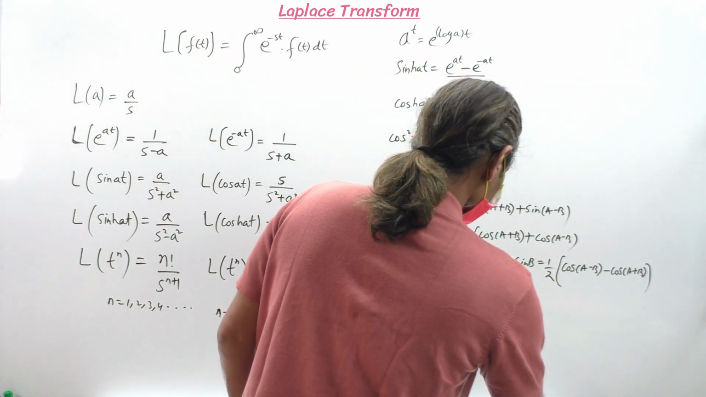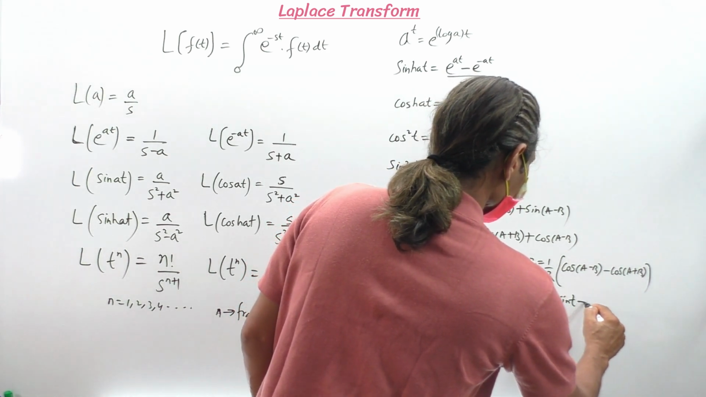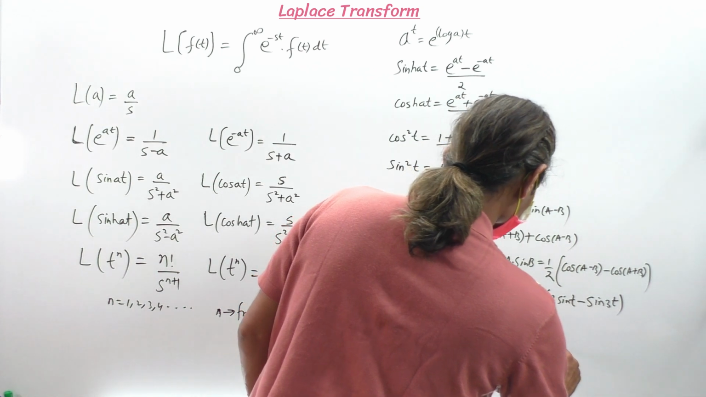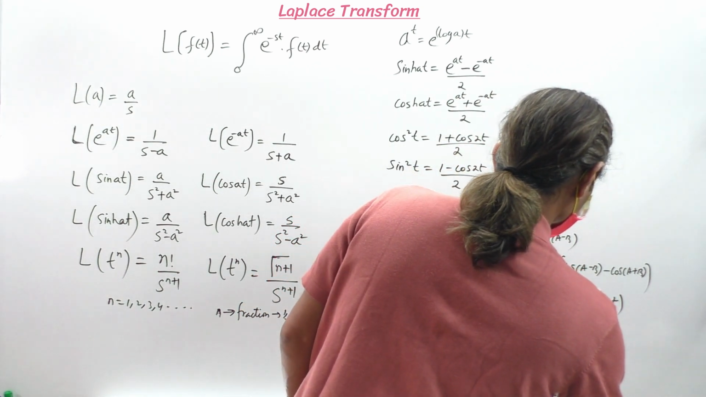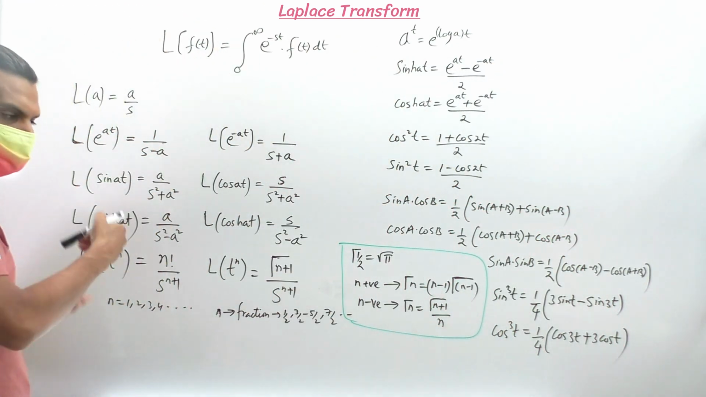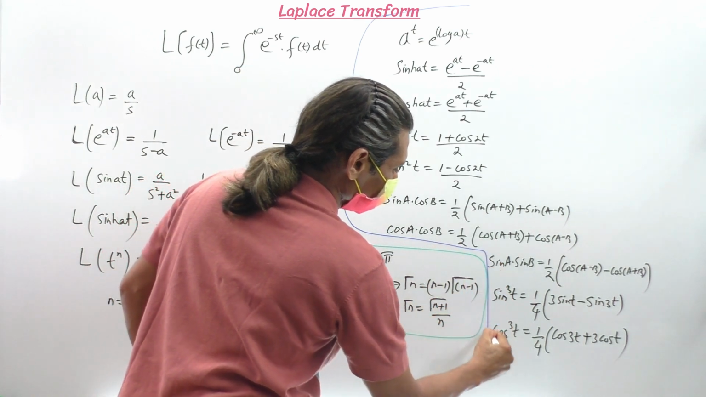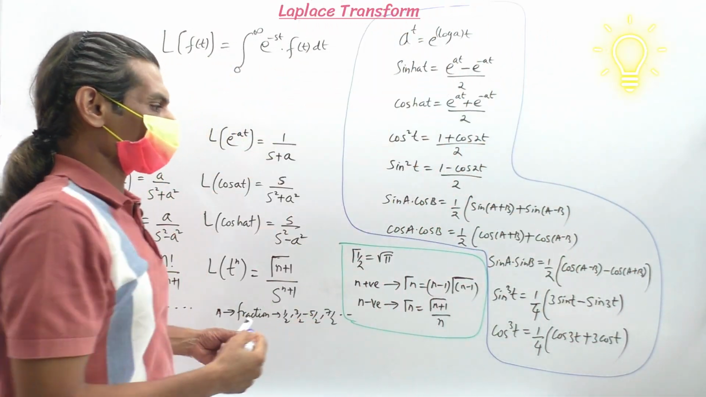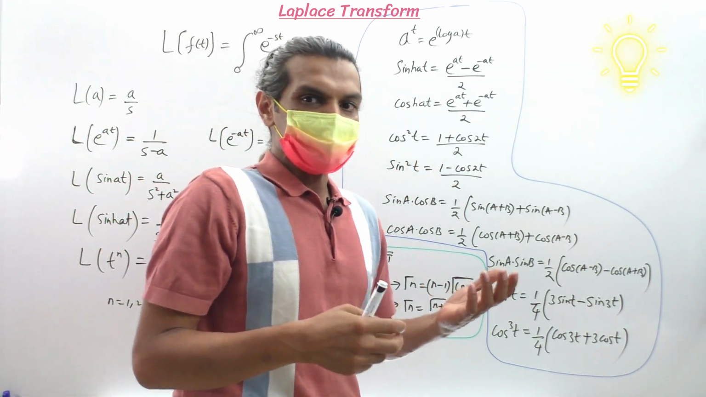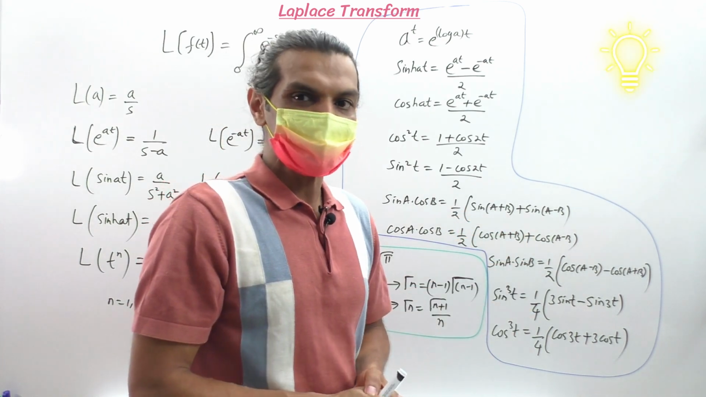We have one more relation, sin cube t is equal to 1 by 4 of 3 sin t minus sin of 3t, and lastly cos cube t is equal to 1 by 4 of cos 3t plus 3 cos t. So apart from the basic standard results, you need to remember all these formulas to solve problems in Laplace transform. In the VTU examination they will give a formula sheet, but sometimes it becomes difficult to extract formulas from it. So it's better to memorize them. It will take some time, but it will be useful in further courses also.